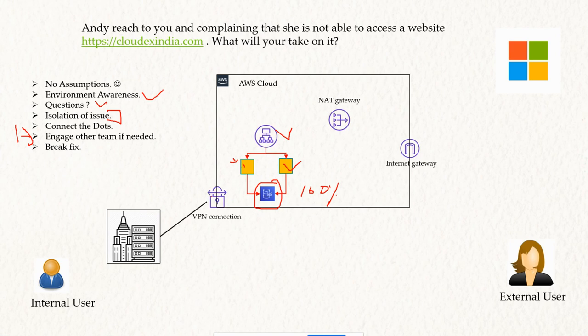The moment you engage the right person, you basically hand over the problem in the right hands. Okay, this is how you should always respond. You get to know where the problem is because you ask questions. Okay, you isolated the problem, you connected the dots and engaged the team. Now the right person can provide the right fix and the application will be functional once again.